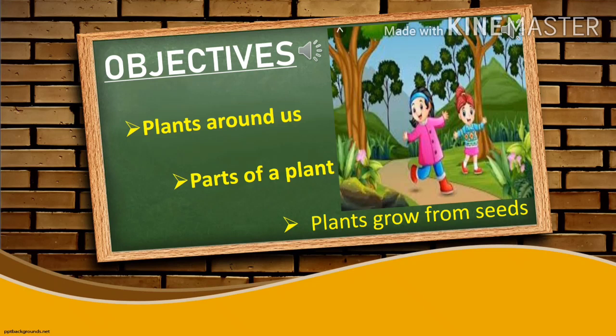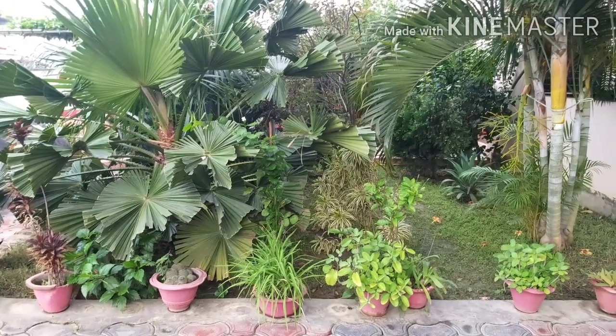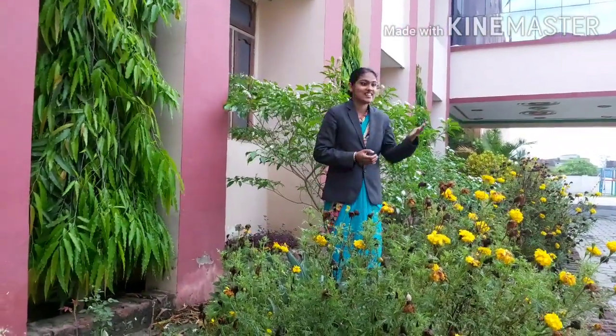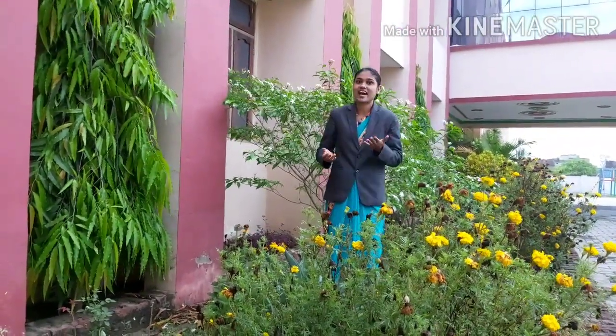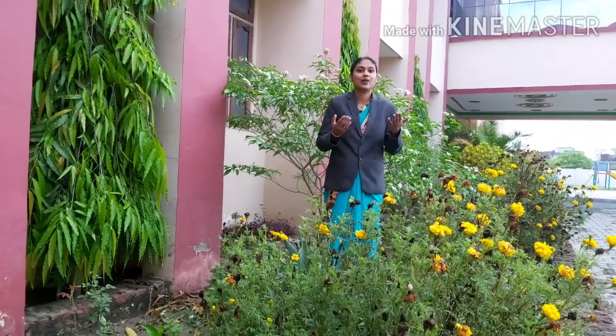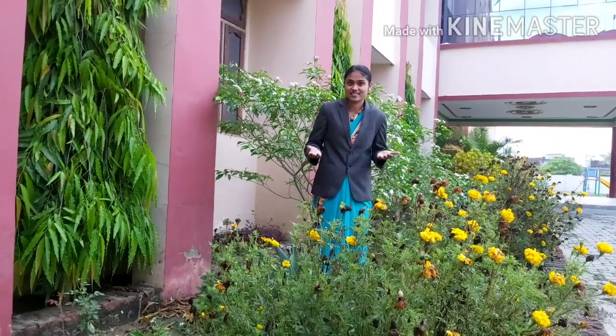Before starting the lesson, let us have a short visit to our school garden. Are you ready? Let us go. Now we are in a little garden. You can see several plants around here. Are they all looking same? No, they have different shapes and sizes.